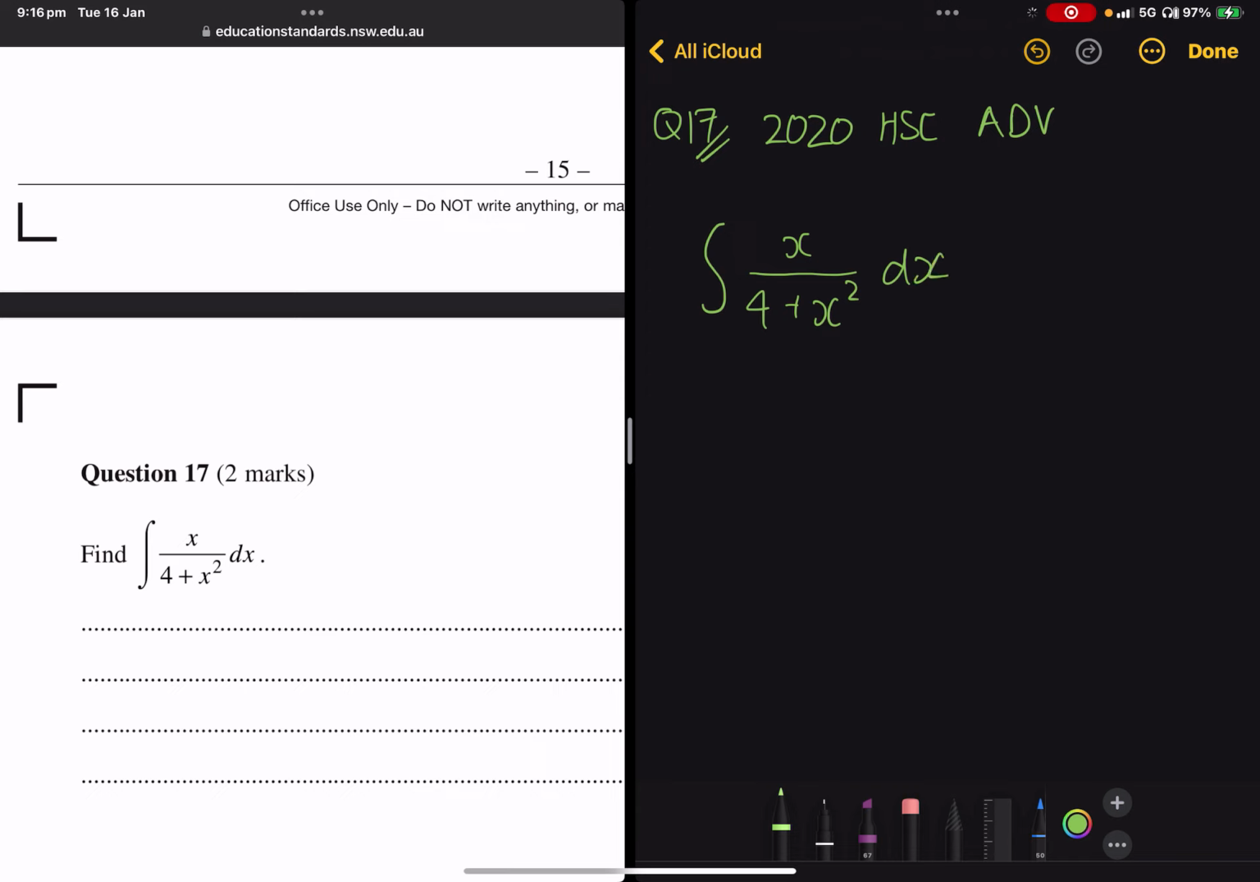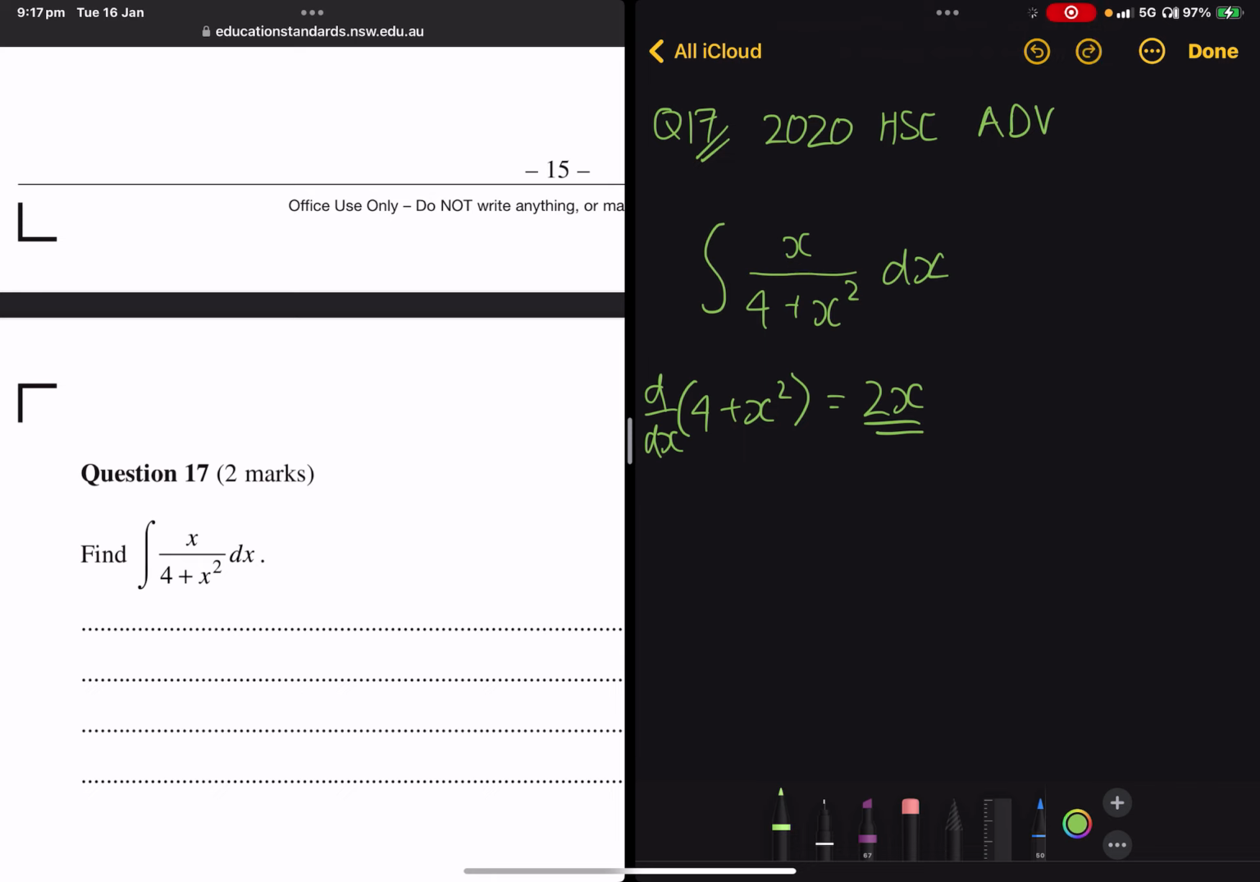Now actually the key to doing this integral is to recognize that the numerator is of the same order as the derivative of the denominator. So if we look at the denominator here, we have 4 plus x squared. If we differentiate this with respect to x, d dx of this is 2x. 2x is linear, right? The x is to the power of 1. The numerator here, the x is linear. It's to the power of 1.